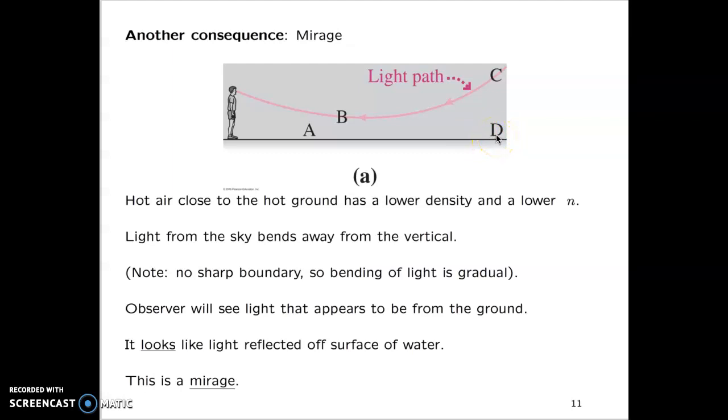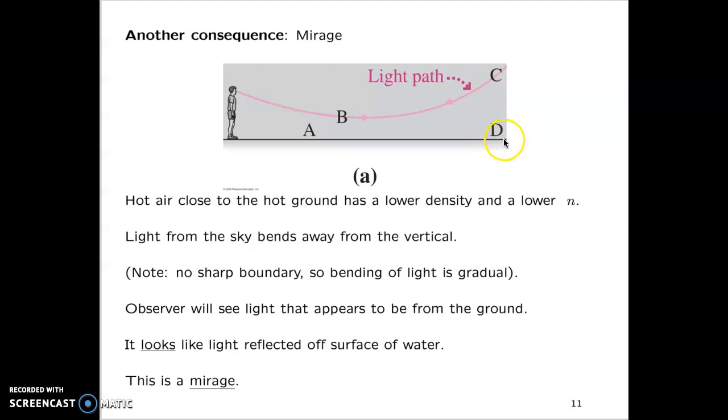It looks like that water is reflecting skylight, light from the sky, and it's traveling along a straight path from D to the observer's eyes, right? So that's why, if you look not too close, but along a direction which is almost parallel, but not quite parallel, to the ground, you will see far off in the distance, apparently, water on the ground. But there is no water there, right?